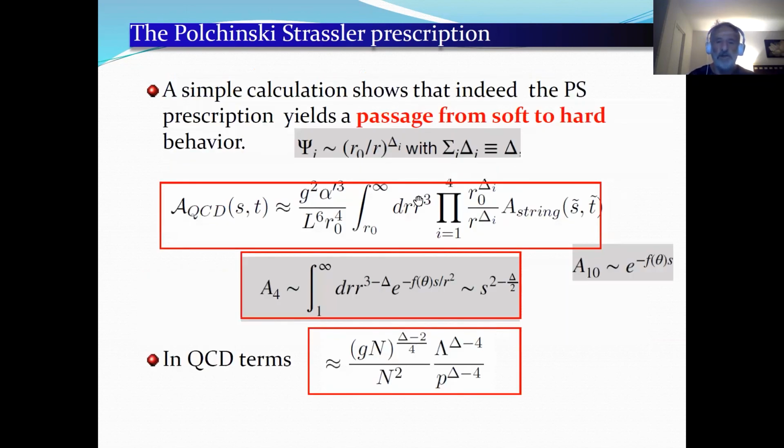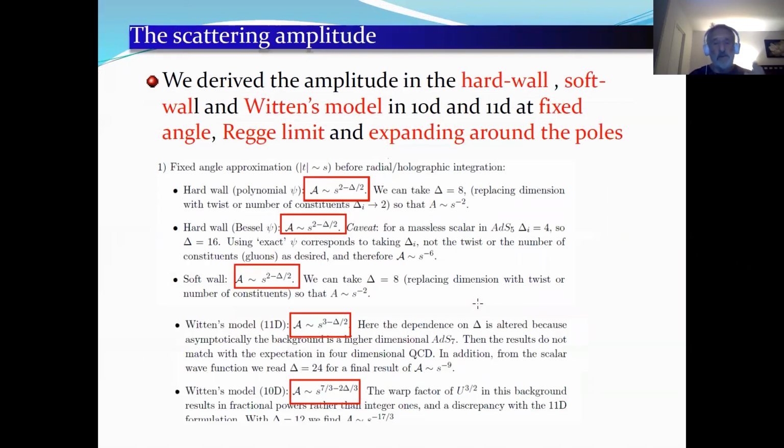When you plug this in and use the wave function, it is a simple calculation to show that, using an ordinary wave function, R0/R to the power of the twist, and plugging into the expansion of the soft behavior, it becomes S/R squared. You integrate over R squared, and the result ends up being a power law behavior. So we went from a stringy to a partonic amplitude.